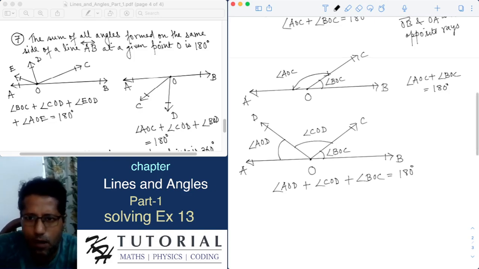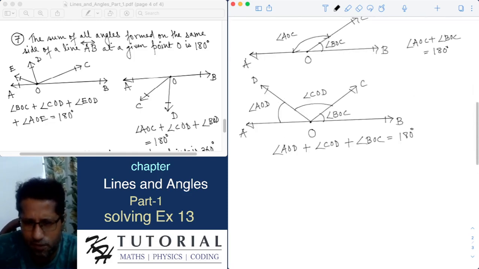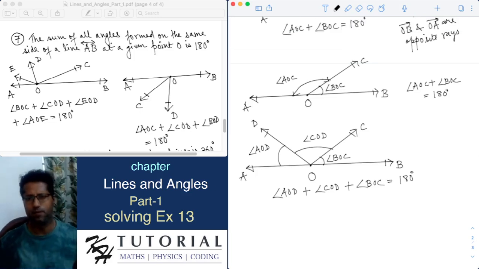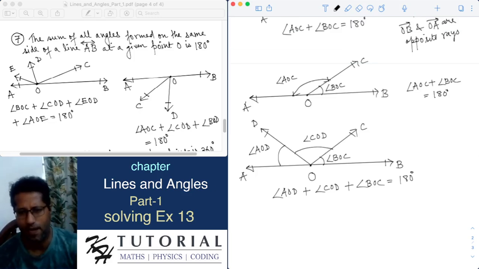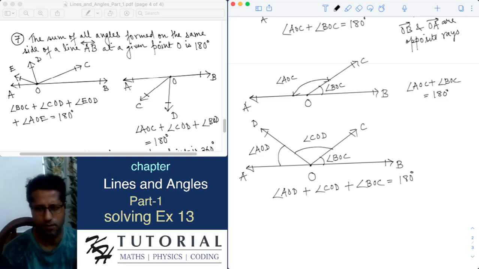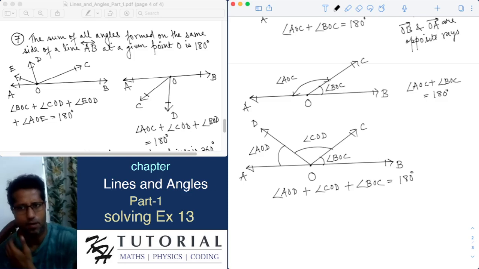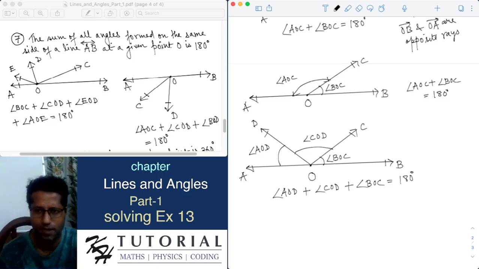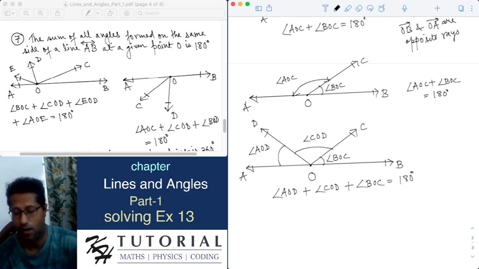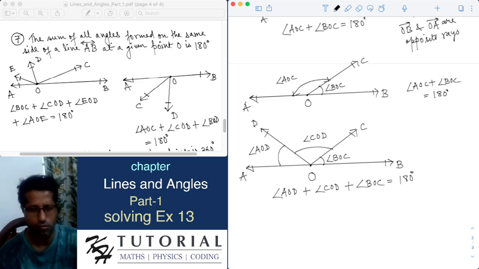Okay. Now I hope it is clear what we mean by multiple angles on one side of a line. In the first example, AB is a line, and we dropped a ray OC at the point O on the line, which created two angles, angle BOC and angle AOC. They are adjacent angles and a linear pair of angles, so their sum will be 180 degrees. The sum of a linear pair of angles is always 180 degrees.